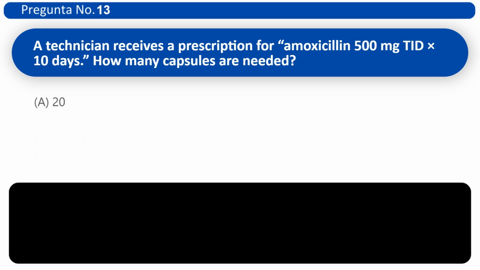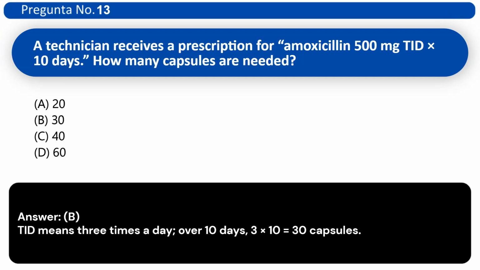A technician receives a prescription for amoxicillin 500 mg TID times 10 days. How many capsules are needed? A. 20. B. 30. C. 40. D. 60. Answer B. TID means 3 times a day, over 10 days, 3 times 10 is equal to 30 capsules.